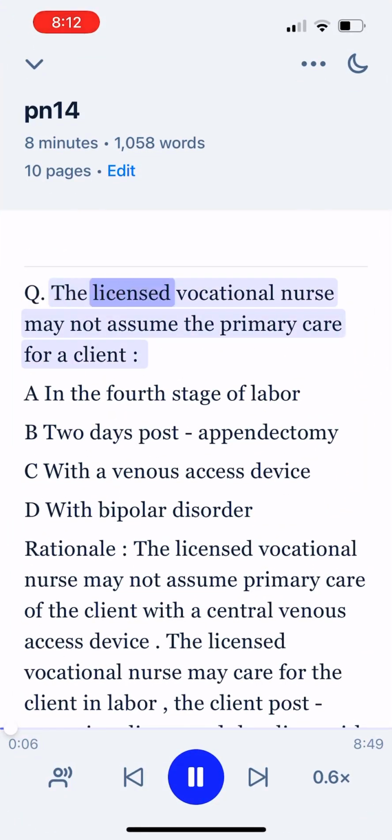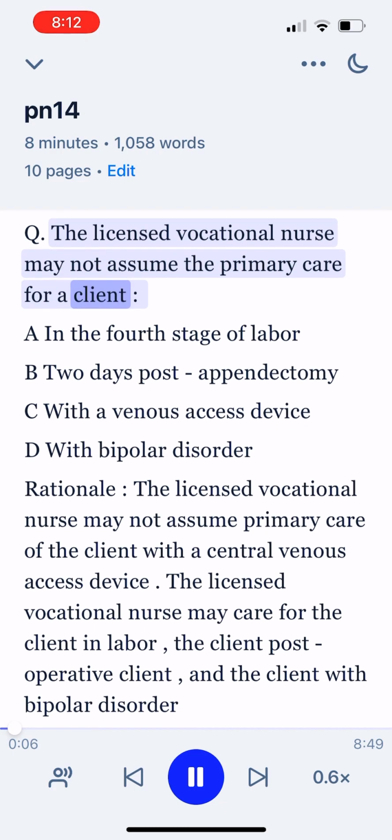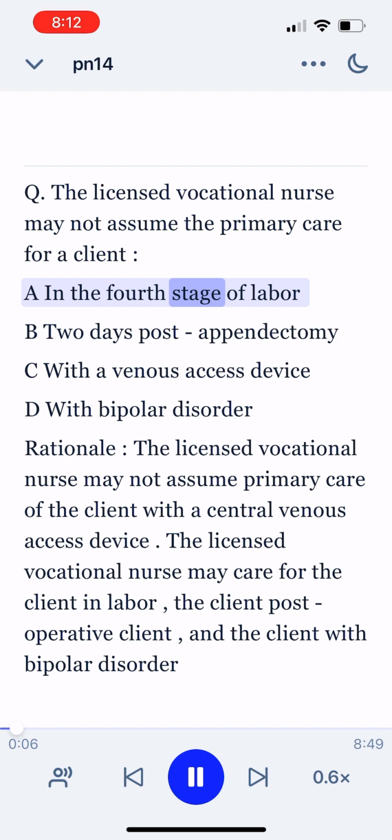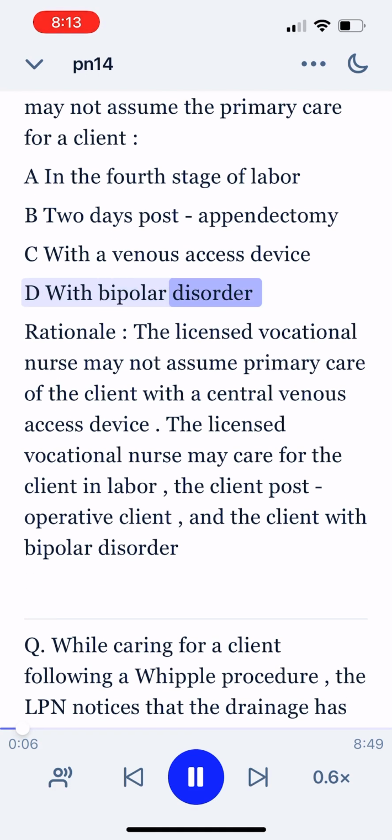PN14. Q. The licensed vocational nurse may not assume the primary care for a client. A. In the fourth stage of labor. B. 2 days post appendectomy. C. With a venous access device. D. With bipolar disorder. Rationale.